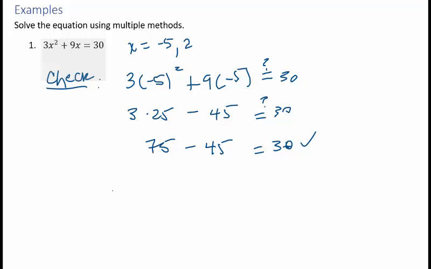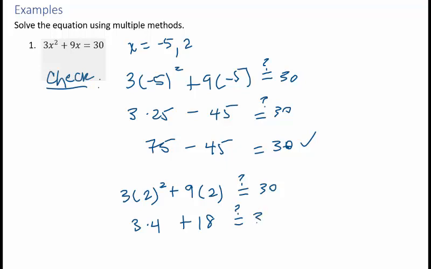We'll do one more. 3 times 2 squared plus 9 times 2, is that equal to 30? That's 3 times 4 plus 18, and that gives us 12 plus 18, which definitely equals 30.